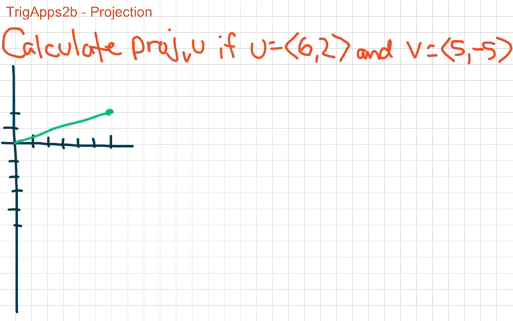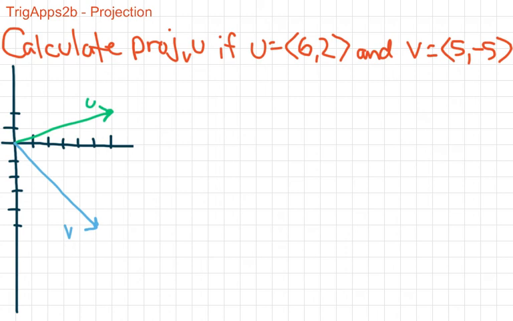And I will create a little arrow on the end of it. And then v is 5 comma negative 5. So there's my point, 5, negative 5. And we basically have a vector, and we have a 45-degree angle that's kind of in between the x-axis and v. So that's v, and that's u.